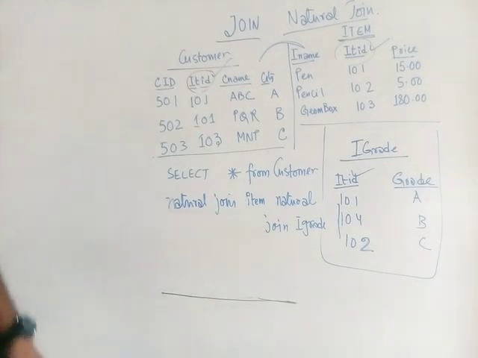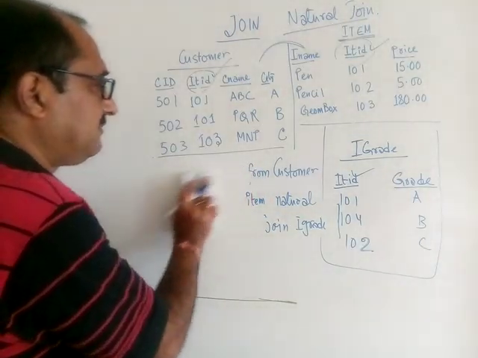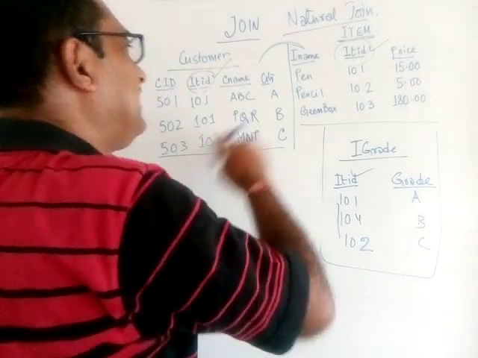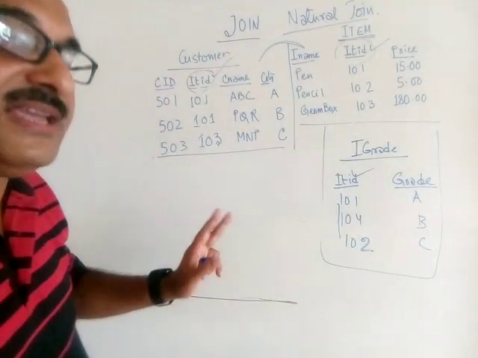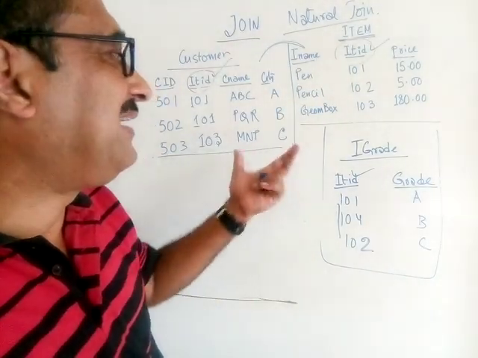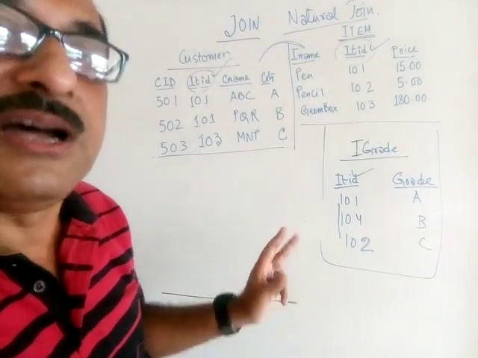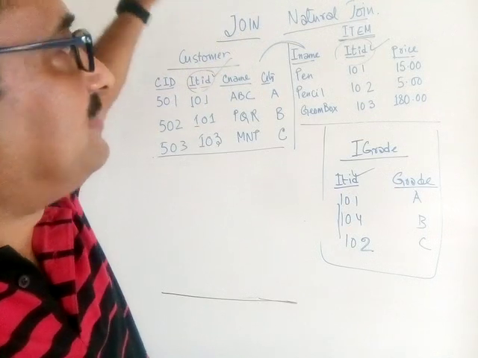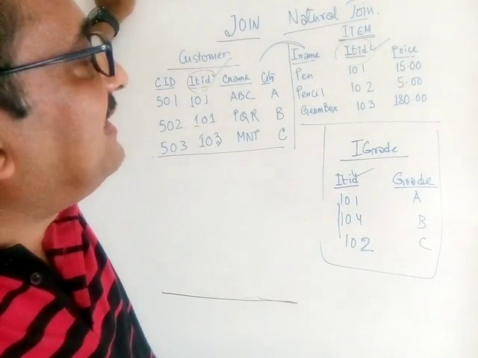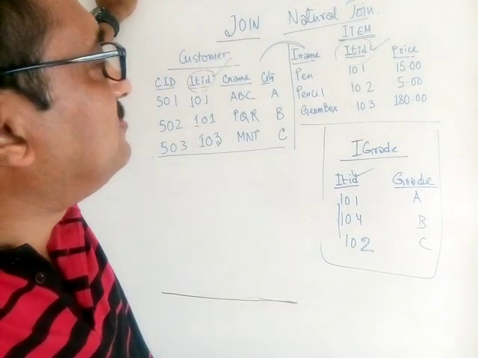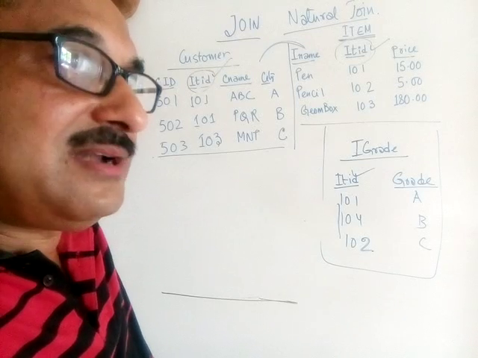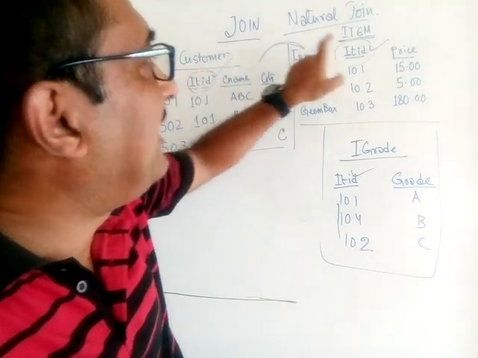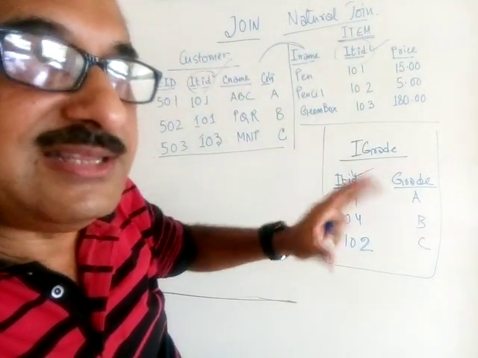Fine. But here the situation may come like this. Imagine I have these two tables. Let's not make it very complicated, because at your level three tables are rare and may not come. So let us talk about two tables, this customer and item. From these two tables I told you to do a natural join, but I wrote select star. That means all the fields from the customer table and item table were taking part in the join.